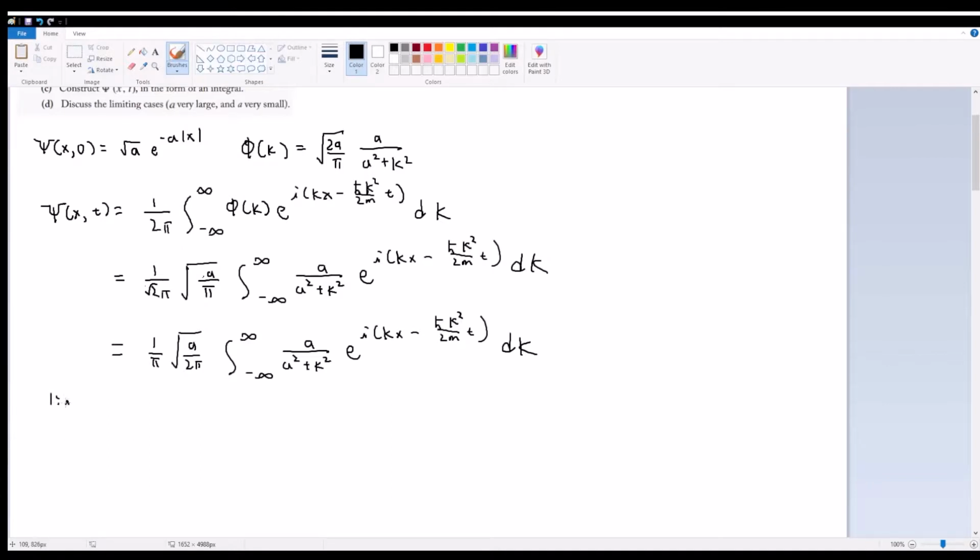So the limit as a goes to infinity of psi of x comma t, in this case, if we look at this, we have an a to the power of 3 halves because of the square root of a and a at the top, and we have a squared at the bottom. So the bottom has a bigger power, so automatically this entire thing just goes to 0. So we have a 0 multiplied by a complex exponential, everything just goes to 0. The limit of psi as a goes to infinity is just 0.